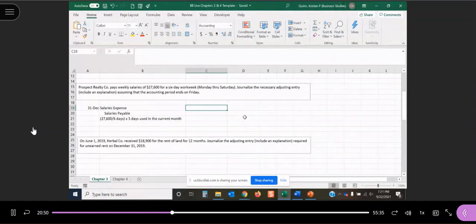Again, think about your financial statements. Think about your income statement. We do revenues minus expenses. Well, if I earned a whole bunch of revenue in the month of December, I need to have those expenses that helped me to earn those revenues on that same financial statement. So if my employees worked 5 days at the end of December, I need to include that as an expense for us. So if we do our math, we have $23,000 out of that $27,600. That would be an expense during the month of December.